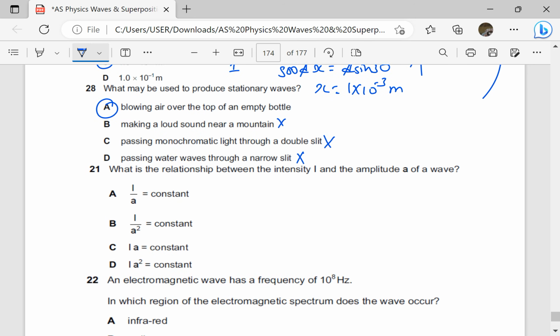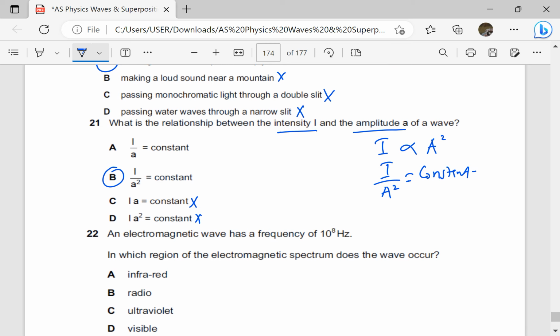What is the relationship between the intensity I and the amplitude of a wave? We know that intensity is directly proportional to amplitude squared. So it means intensity divided by amplitude squared is equal to a constant. So the others are wrong. The answer is going to be B: I over amplitude squared is a constant.